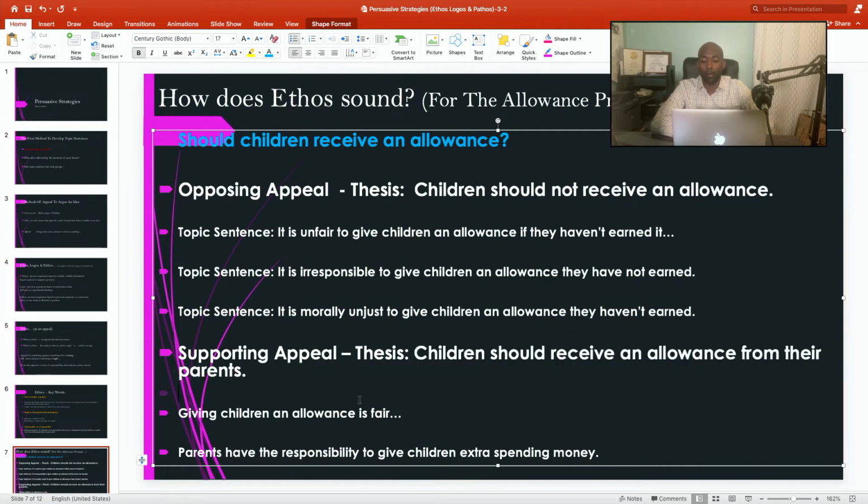Okay. Well, what might my ethical topic sentence sound like then? Well, one right here. Giving children an allowance is fair. All right. Or, parents have the responsibility to give children extra spending money. So if I said it's fair, then that means I'm talking about how it balances out. Maybe I would explain that everybody else has the ability to earn money. And since children are not old enough, not able to work, then they don't get anything. So to balance it out, parents should give children an allowance to make it balance.